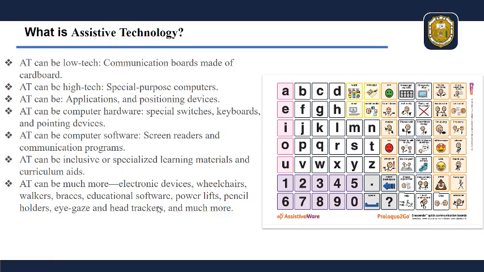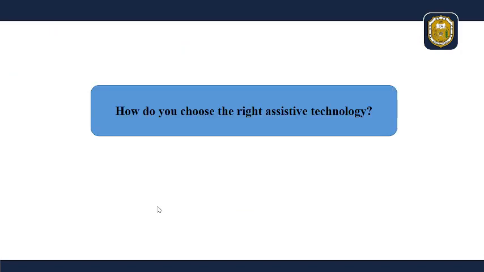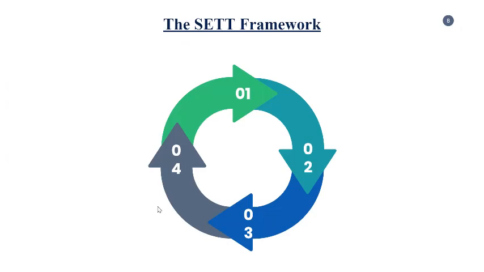So all these are called assistive technology because they help students or people who have certain disabilities and difficulties to complete or get done with their tasks. So how do you choose the right assistive technology?